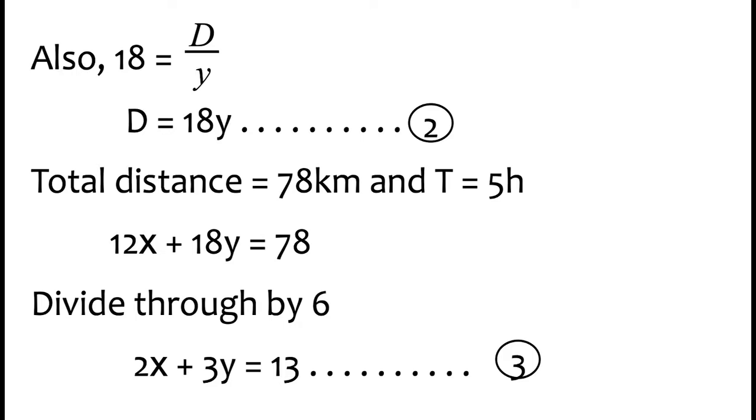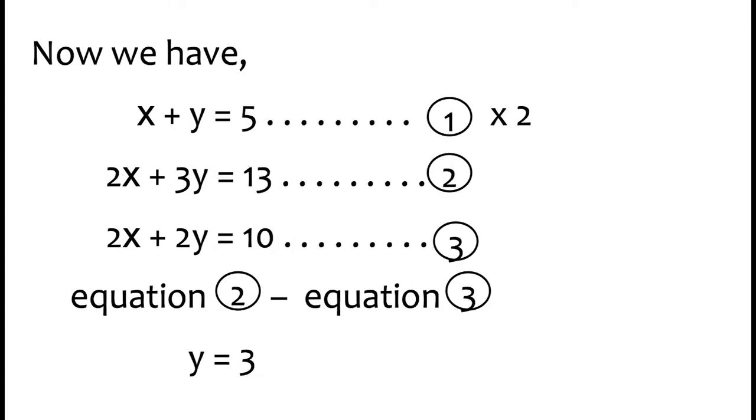To reduce it for easier simplification, I divided the equation through by the highest common factor, which is 6. So 12x divided by 6 is 2x. Then 18y divided by 6, the answer is 3y. And 78 divided by 6, of course, the answer is 13. That gives us equation 3. Now, we have x plus y equals 5, equation 1, and 2x plus 3y equals 13, equation 2.